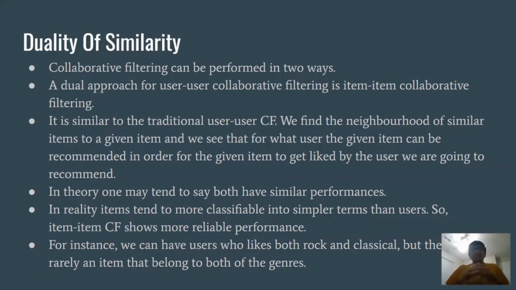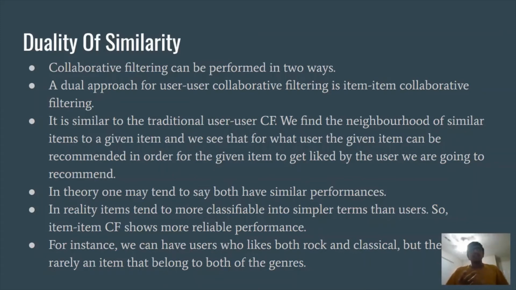So this is the duality of similarity. In theory, they both are pretty similar. We can say that item-item collaborative filtering is collaborative filtering from the item point of view. One may say that they both have similar performance in theory, but coming to reality, item-item collaborative filtering will outperform user-user collaborative filtering. This is because items are easier to classify than users.